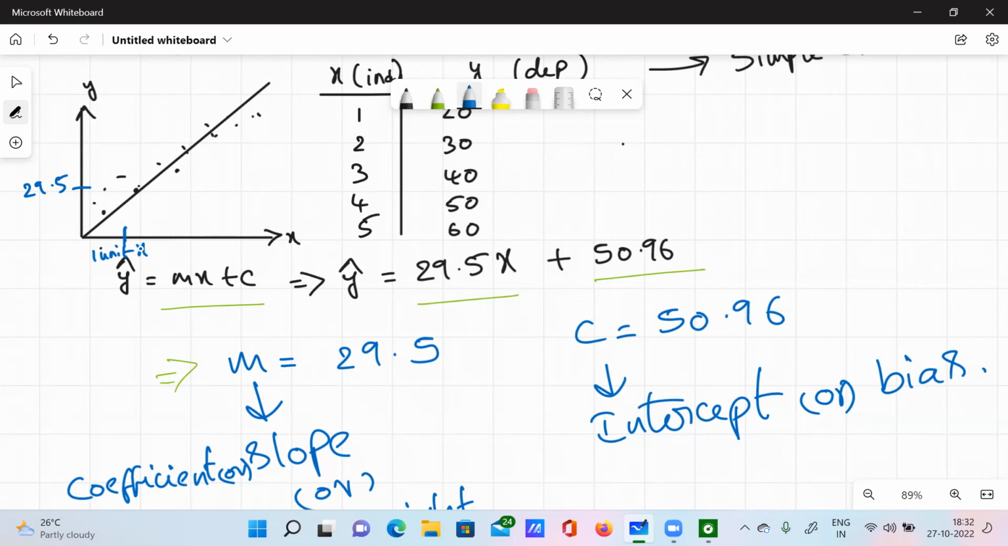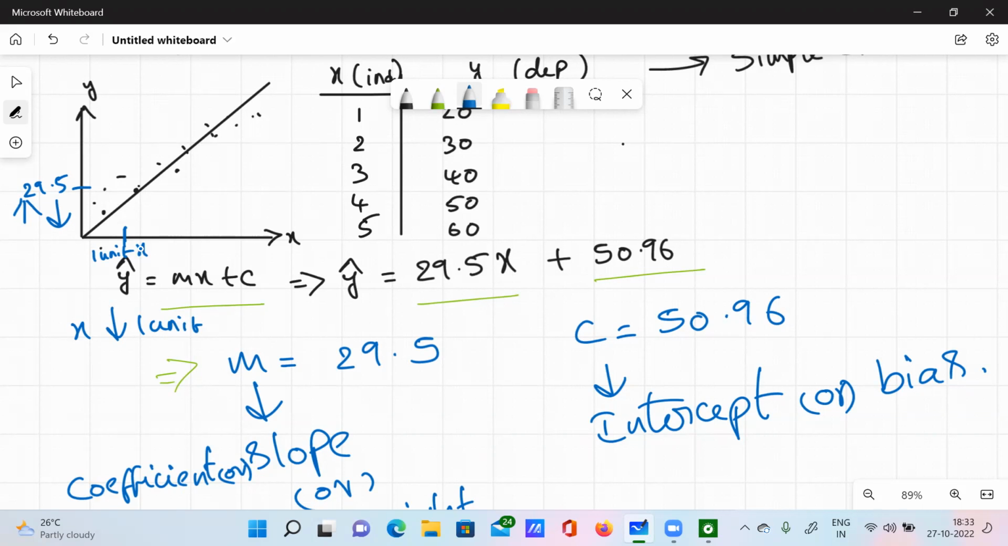But actually, it's not really increasing. It's just meaning the change here. For example, if x is increased by 1 unit, then y will also increase by 29.5. If x is decreased by 1 unit, then y will also decrease by 29.5, right? So that's the thing here.